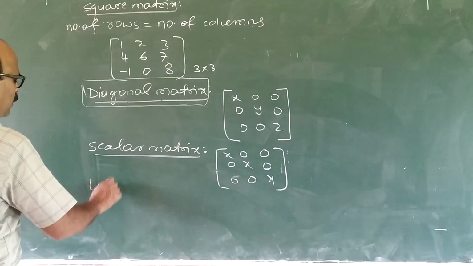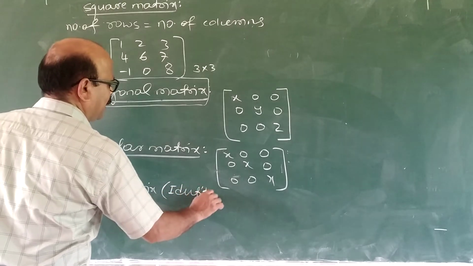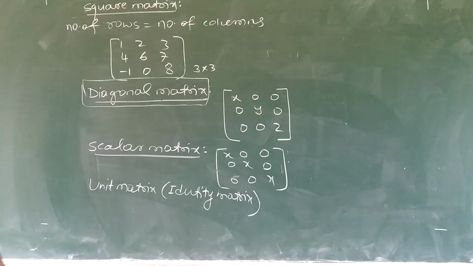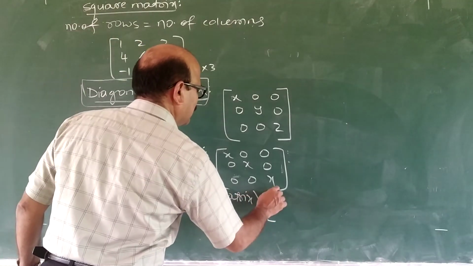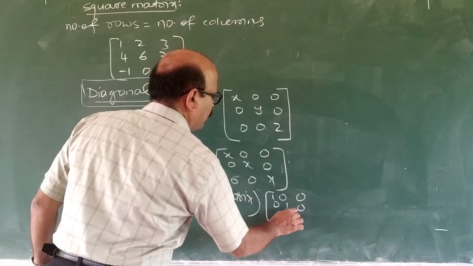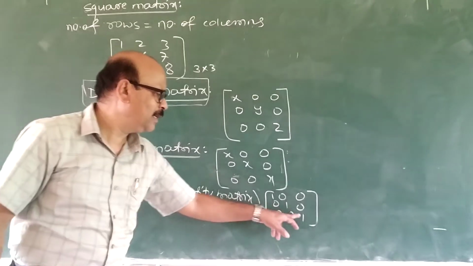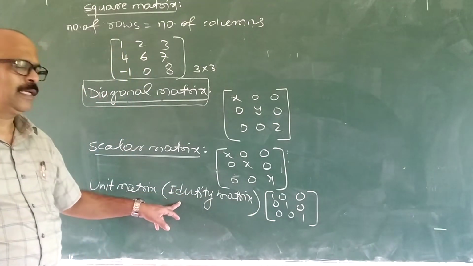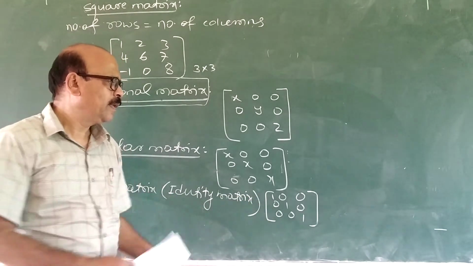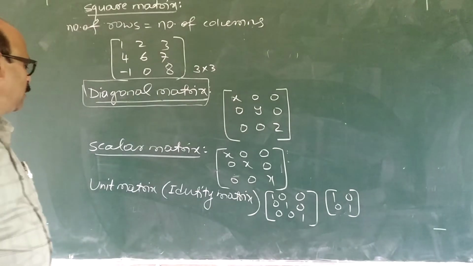After this, the unit matrix, also called the identity matrix. What do you mean by identity matrix? It is a diagonal matrix in which each diagonal element is 1. It is called a unit matrix, or also an identity matrix. Here it is a unit matrix of order 3. What is the unit matrix of order 2? 1, 0, 0, 1. This is the unit matrix.